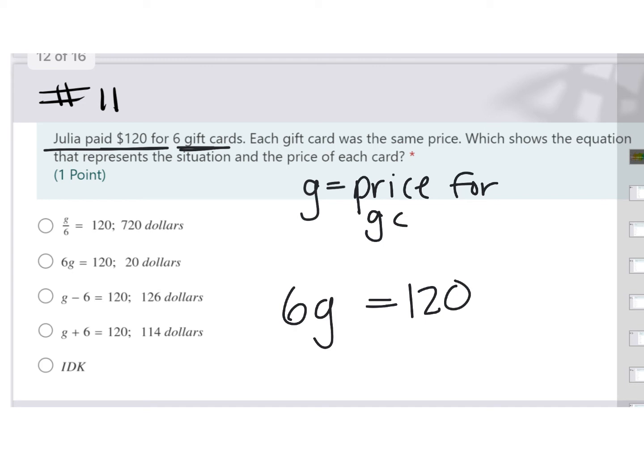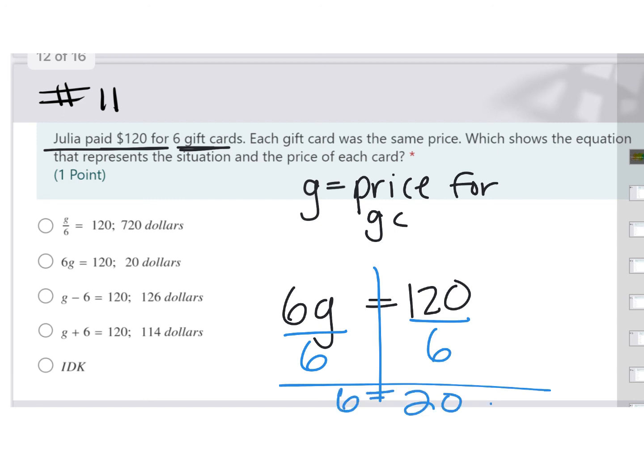Now that we have our equation, we can solve it. So to solve, we would divide both sides by 6. And that would give us G equals $20. So that means each gift card was $20 if she paid $120 for 6 of them.